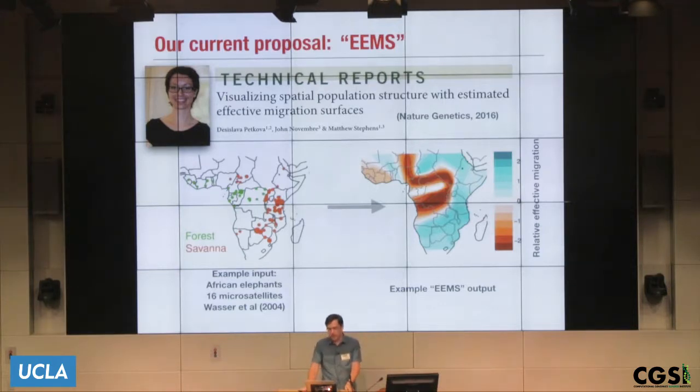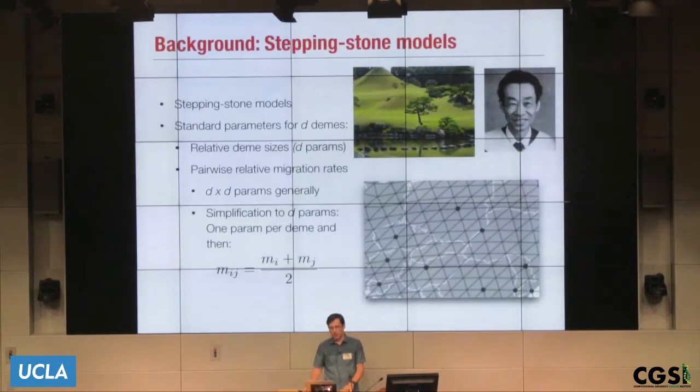So I want to do a bit of a tutorial that's going to help us understand how this method works in more detail. So under the hood, the first concept is that of a stepping stone model. Stepping stone models are a type of population genetic model where there's subpopulations that are arranged across space and where there's migration that occurs between neighboring populations. There can be generalizations, but the basic model is the nearest neighbor stepping stone.